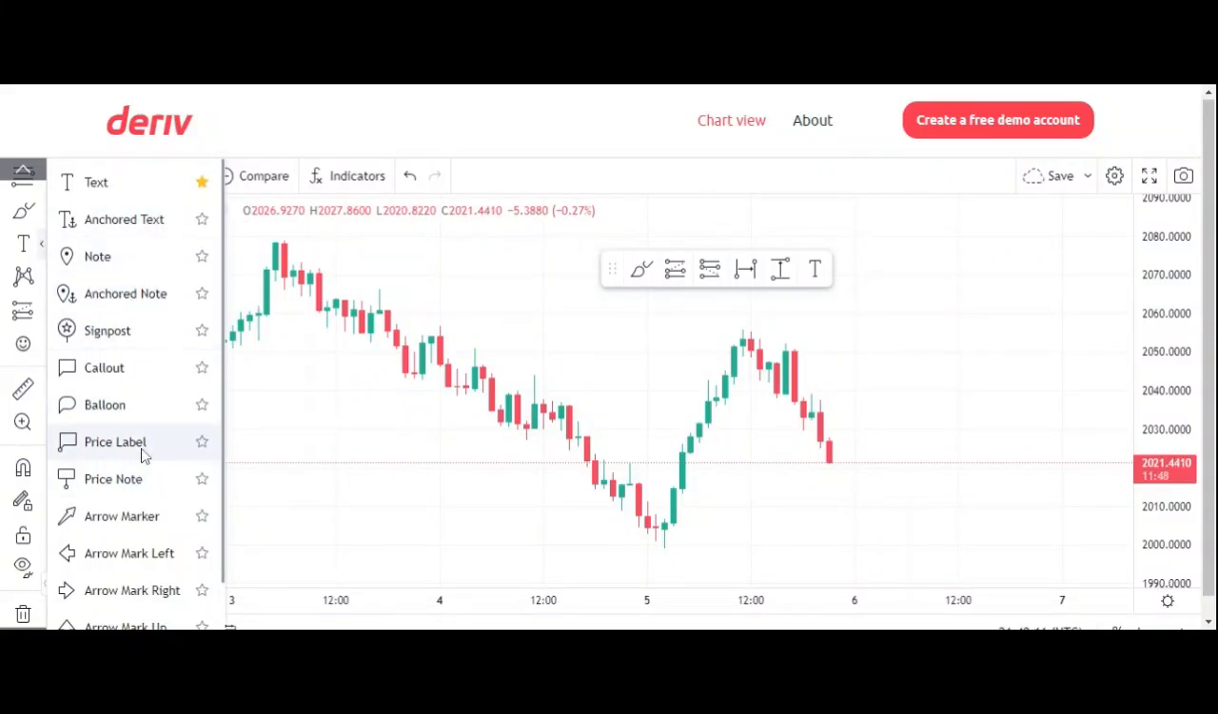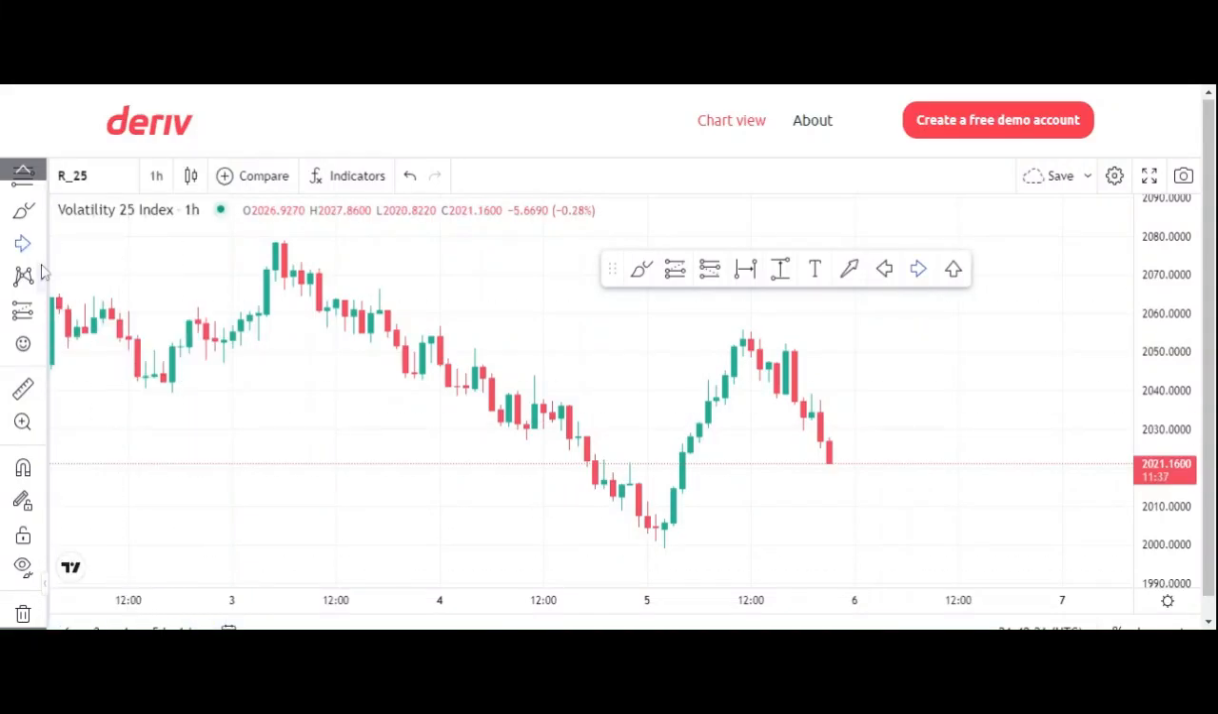Let me check another one. The text tool is very important. Add the arrow marker too, very much important. Add the arrow mark left. I'm just clicking the star button to add them to my favorites.